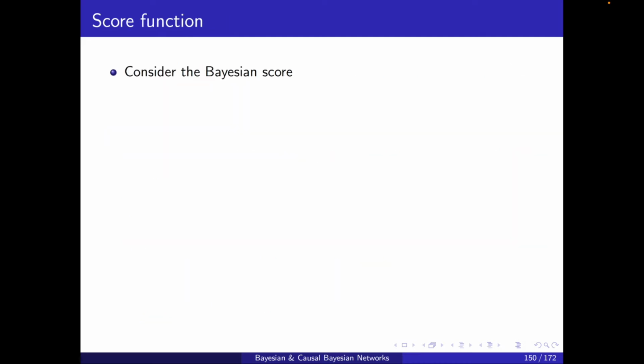And now we're going to try to deal with them. So for the score function, consider the Bayesian score. We saw that the likelihood score easily gets overfitted. Now we have the Bayesian score and the BIC score. The Bayesian score had this nice property of including the marginal likelihood, P of D, conditioned on G.